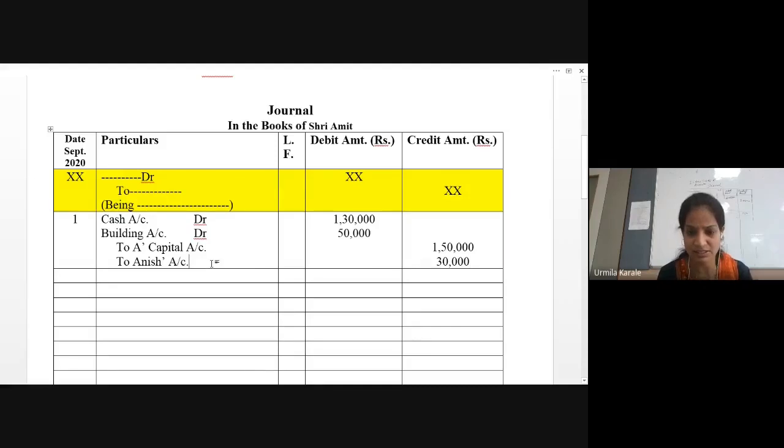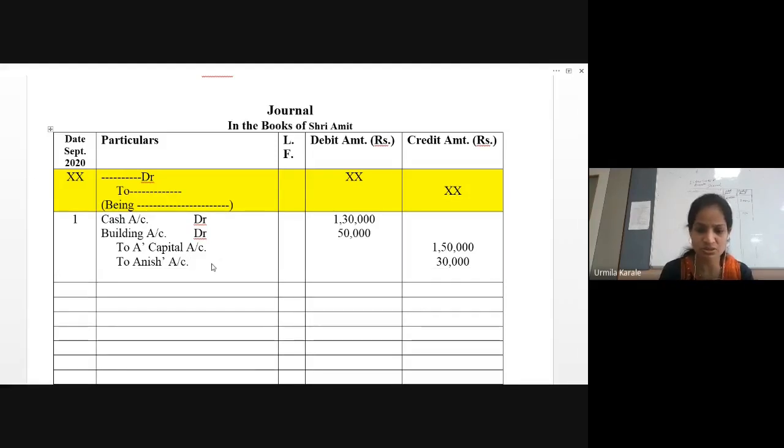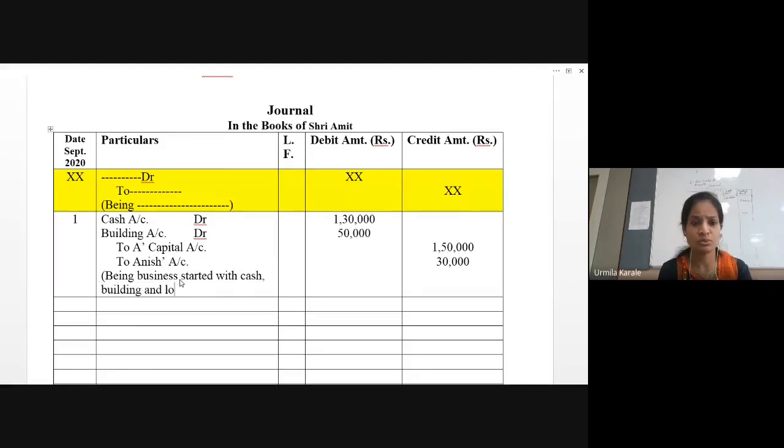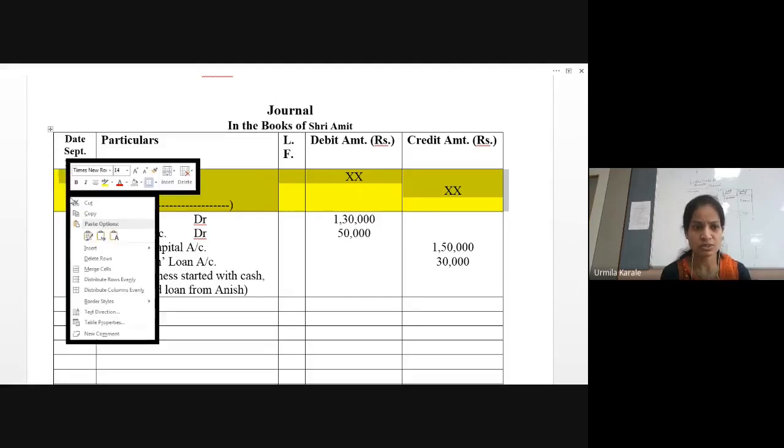Now in the next line you can write the description of the transaction, or narration of the transaction. Being business started with cash, building and loan from Anish. So you can say Anish's account, or better, Anish's loan account, because you are borrowing money, which means you are taking a loan, right? Purposefully I'm keeping this. So this is how you have to record the transactions.